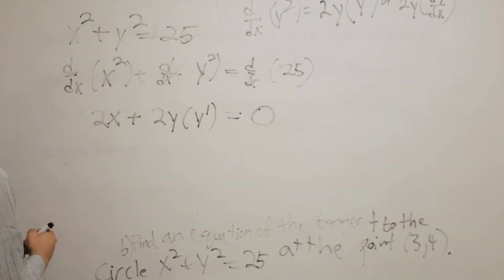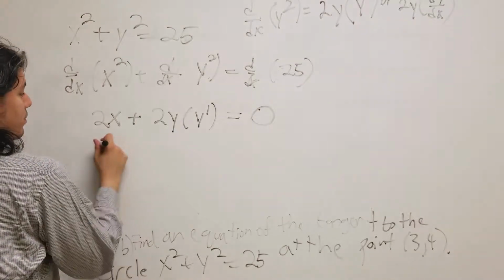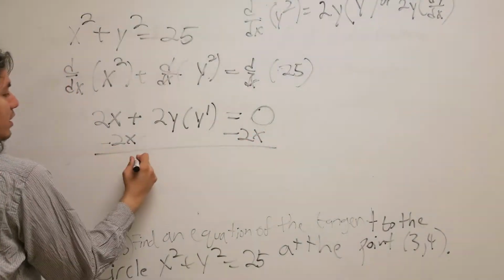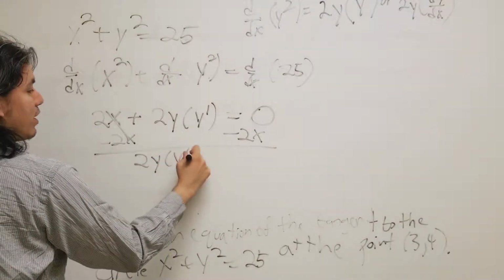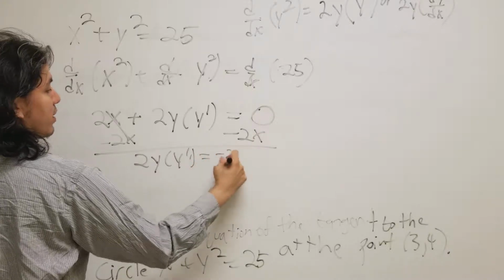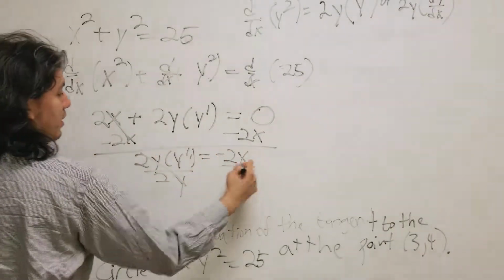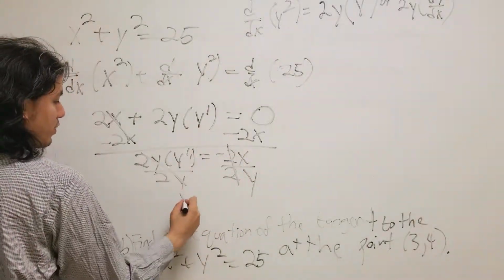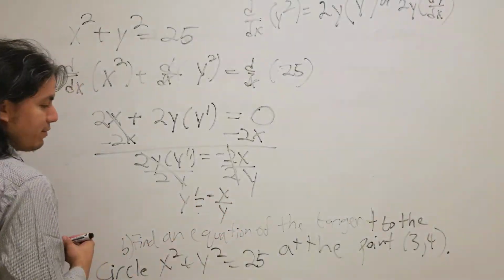Now I'm going to solve for y prime. Take away 2x on both sides. I'm left with 2y times y prime equals negative 2x. I divide both sides by 2y. The 2's cancel, so I'm left with y prime equals negative x over y.